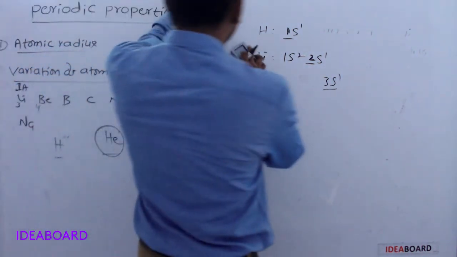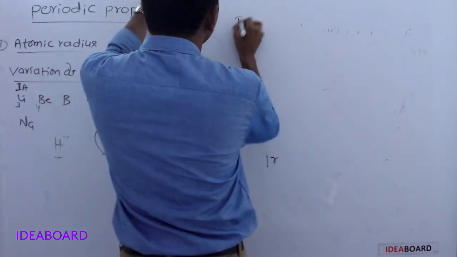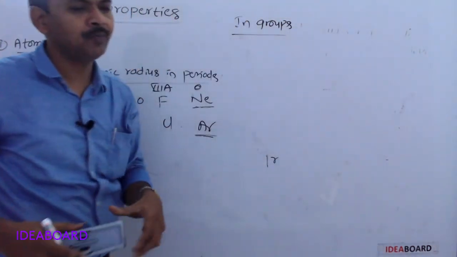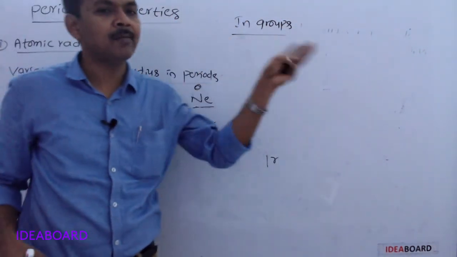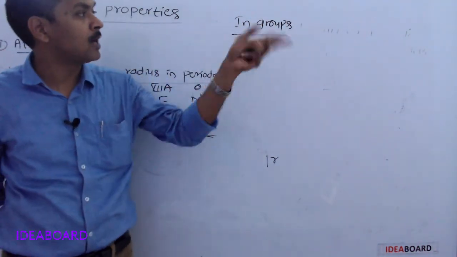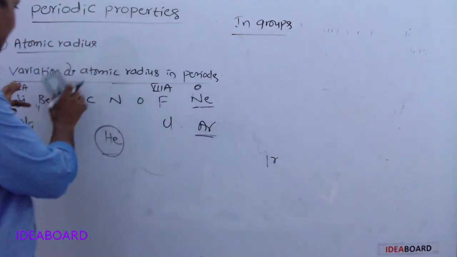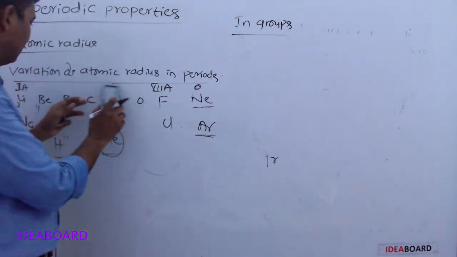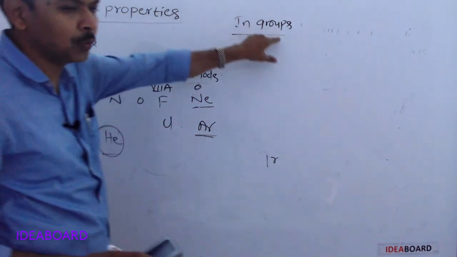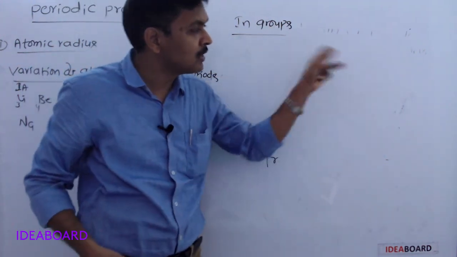Now, variation of atomic radius in groups. In groups, top to bottom, as the atomic number increases, the number of orbits increases. So as the number of orbits increases, atomic radius increases. This is the variation of atomic radius in the case of representative elements only, in periods and in groups. Next, in transition elements and inner transition elements also we can explain.